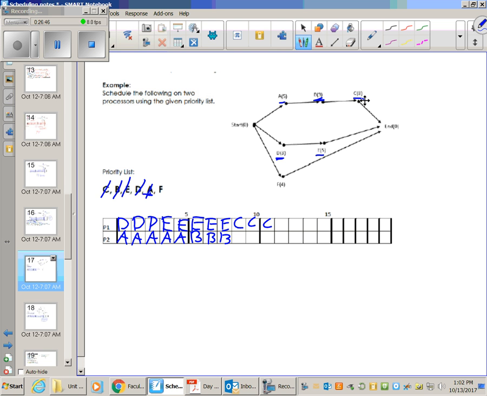And lastly, I'm left with F with a processing time of 4, and it's ready to go. Doesn't matter where it goes, so I'm going to put it as far left as possible right here. We have a finishing time of 12 hours.